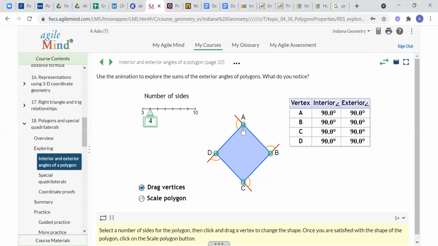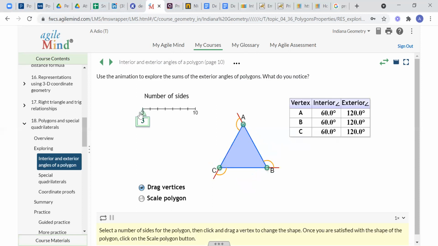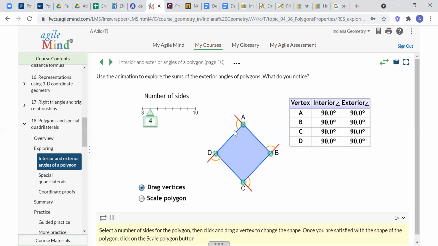360 divided by the number of sides. So if you divide 360 by the number of sides, it gives you each angle. It was a right angle before, I don't know why I made it small. So if each of these interior angles is 90, the exterior has to be 90. So when you add these two numbers, they add up to 180.